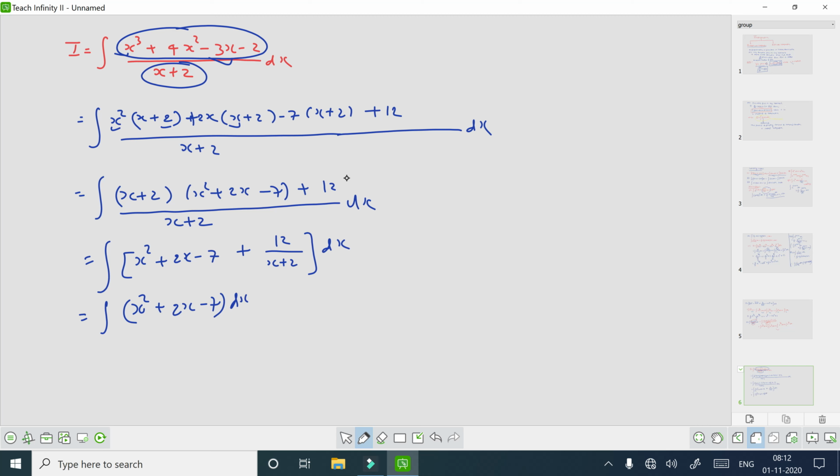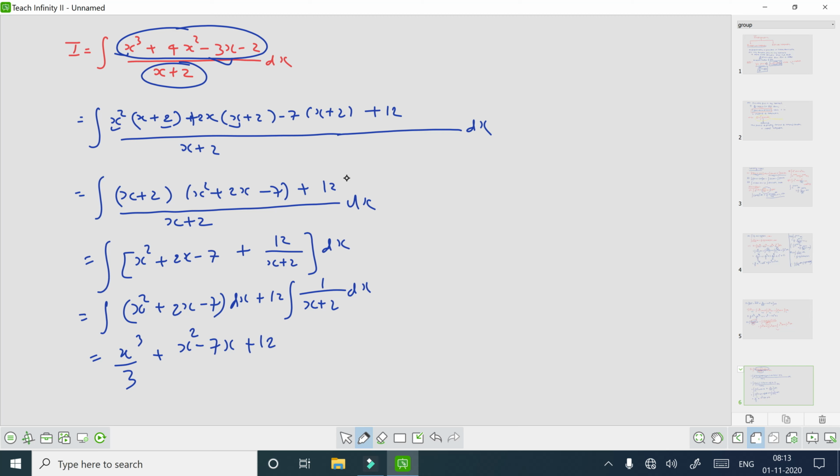There is no need to separate it also. If you separate, then there is no problem. 1 over x plus 2 dx. And that comes out x cubed by 3 plus 2 into x square by 2. 2 cancel. So x square minus 7x plus 12.